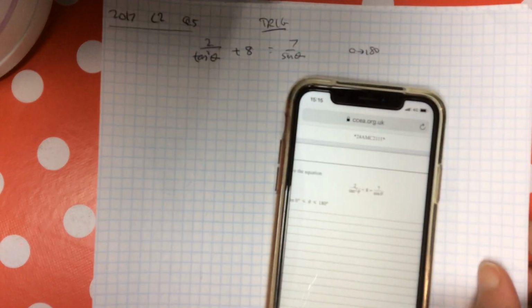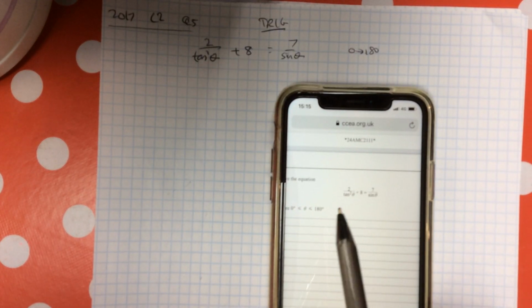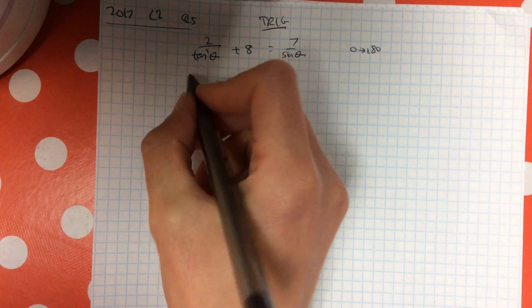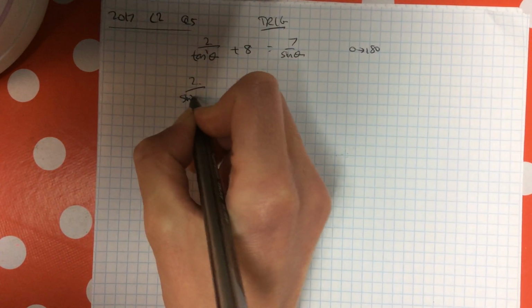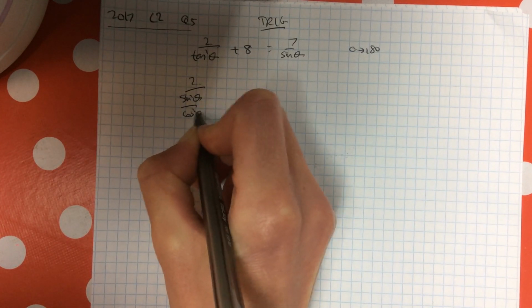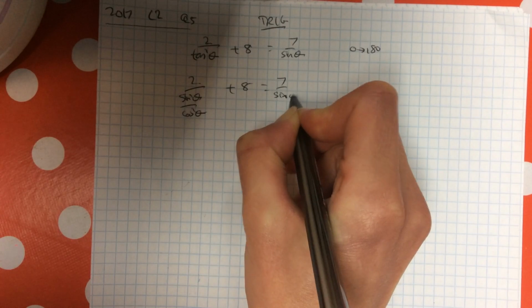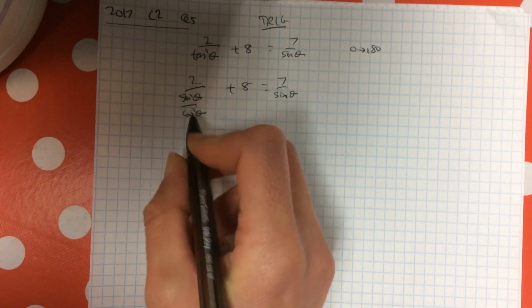Well, 2017 C2 question 5. Solve this equation between 0 and 180. So first of all, write tan as sine over cos, making sure you square each term, plus 8 equals 7 over sine theta.